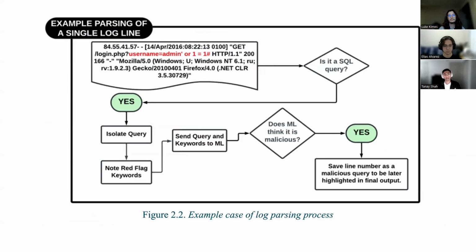What does this look like practically? Let's take the example of the classic SQL injection, admin or 1 equals 1. We'll identify this as a SQL query. We'll then isolate the query, note down red flags, such as the presence of the single backtick or the pound character. We'll then forward this query and the keywords to the machine learning model, which will then make its determinations. It'll hopefully output that, yes, this is in fact SQL injection, and return the output to the user.